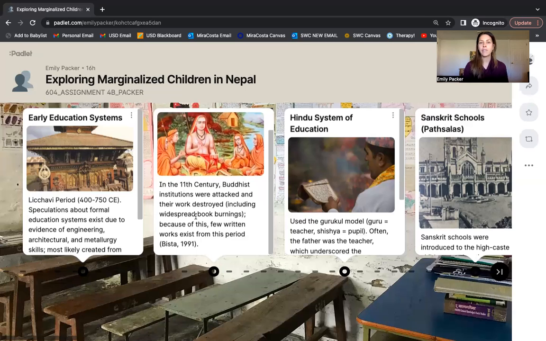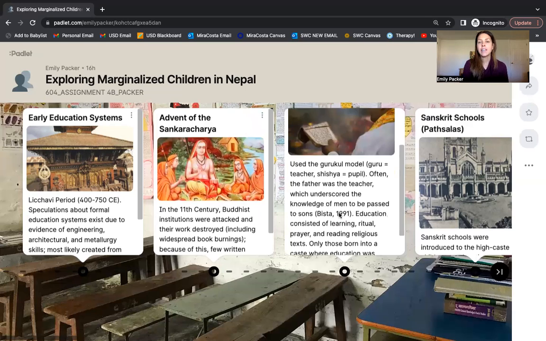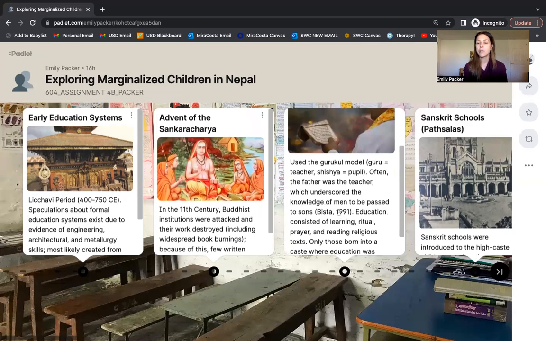And so we don't have very many books from this time period or written texts, but we do have evidence that the Hindus at this point came in and they said this is not the religion people should be following. And they tried to get rid of as much Buddhist influence as possible. And the Hindu system of education evolved, and it's still in Nepal today. They use the Gurukul model. Guru means teacher, and Shishaya means pupil.